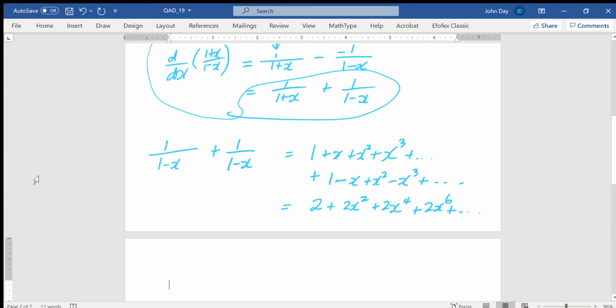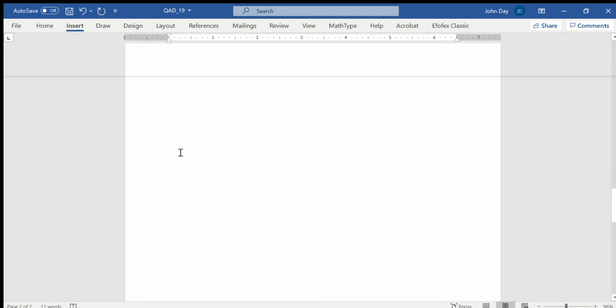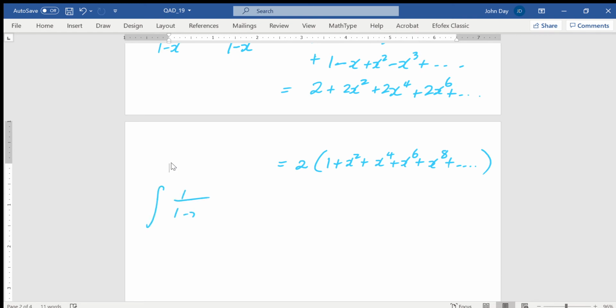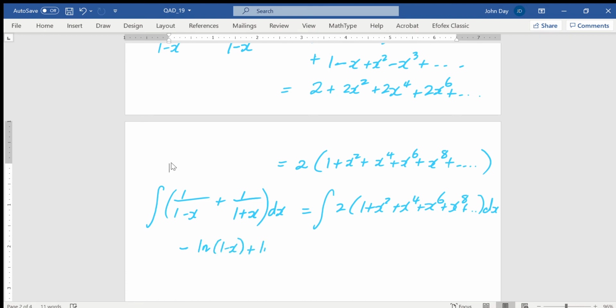So let's just insert a page break in here, and we'll go back up. We're saying that that's equal to 2 times 1 plus x squared plus x^4 plus x^6 plus x^8 plus and so on. Now if I integrate the 1 on 1 minus x and the 1 on 1 plus x, if I integrate that left-hand side, then that'll be the same as integrating the right-hand side because they're equivalent. So this one here was minus ln of 1 minus x plus ln of 1 plus x. And this side, we've got twice the integral of 1 plus x squared plus x^4 plus x^6, etc.